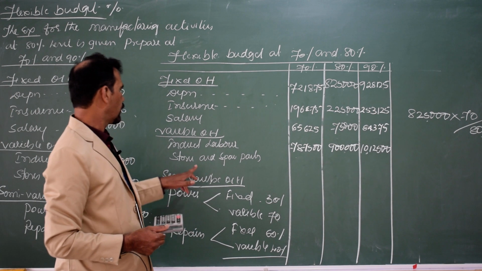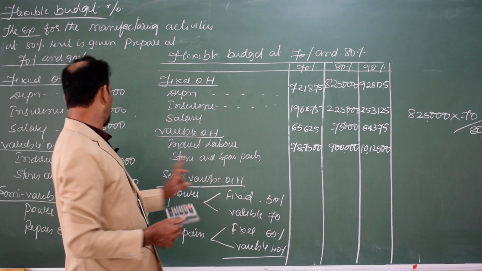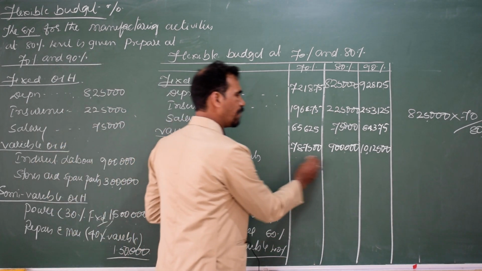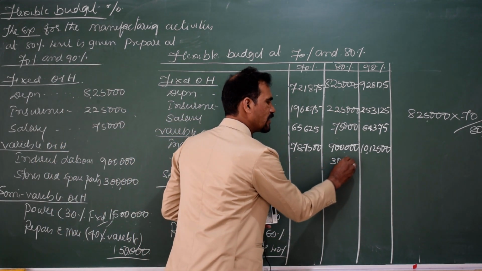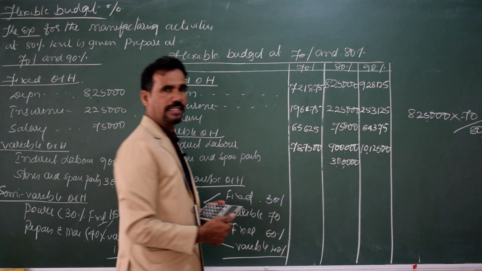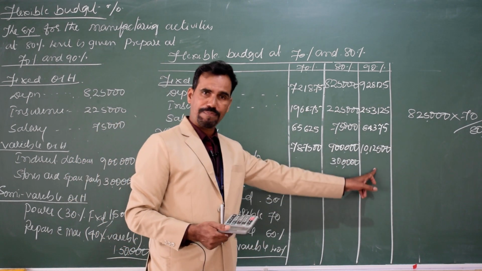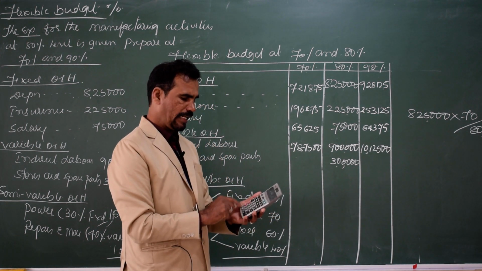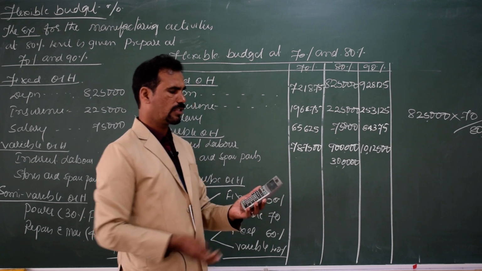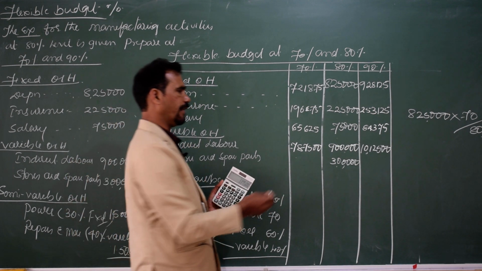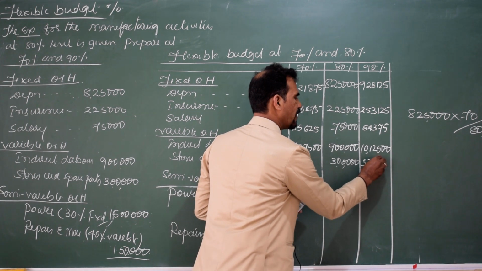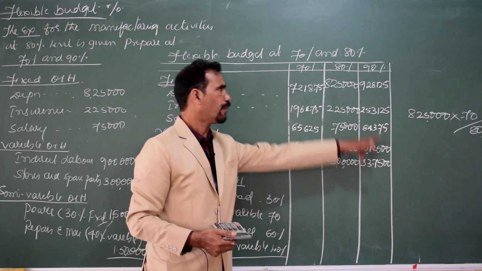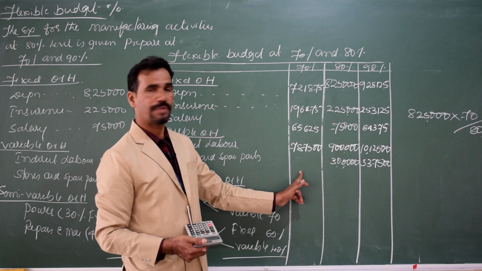Next part, stores and spare parts. It is given in the questions as stores and spare parts 3 lakh rupees, for the base level of 80% capacity. But now we want 90%. So, 3 lakh into 90% divided by 80 equals 3,37,500.